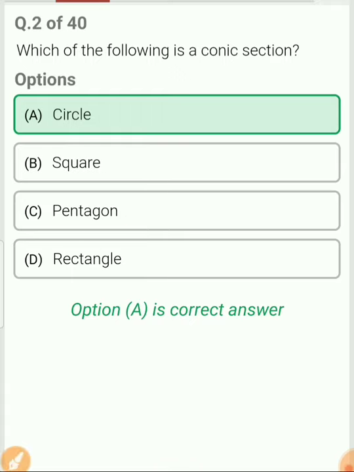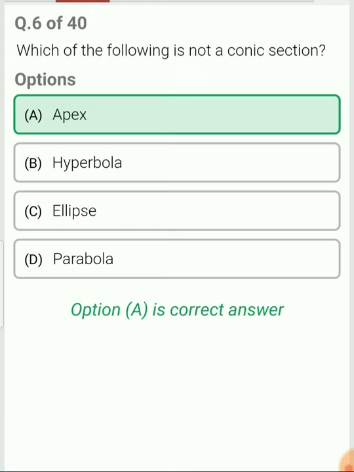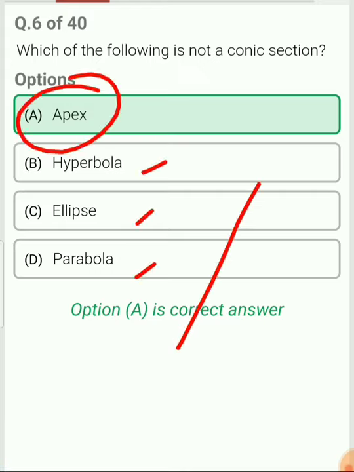When the plane cuts the cone at an angle parallel to the axis, as I told you that there is a cone and this is the axis of the cone. If we cut the cone parallel to the axis, then the shape which you will get over here is a hyperbola. Which of the following is not a conic section? In this case, ellipse, parabola, hyperbola, they all are the conic sections. However, apex is not a conic section. Apex is considered as the top point of the cone, but it is not a conic section, right?